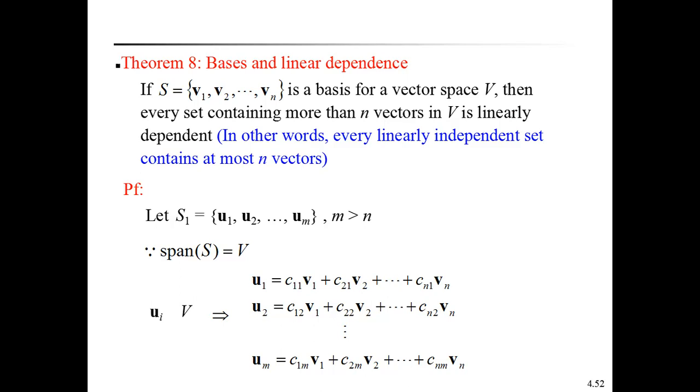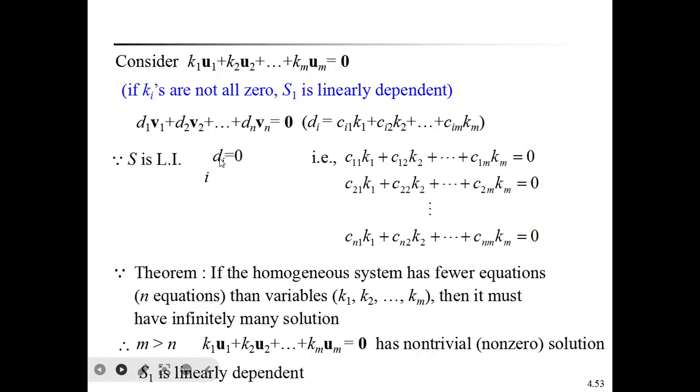So all u_i can be written as linear combinations. Consider the linear combination k1 u1 + k2 u2 + ... equals 0, where the k_i's are not all 0, so S1 is linearly dependent. Suppose d1 b1 + d2 b2 + ... equals 0, where the d_i can be written as linear combinations. Since S is linearly independent, all constants will be 0, that means all d_i will be 0.